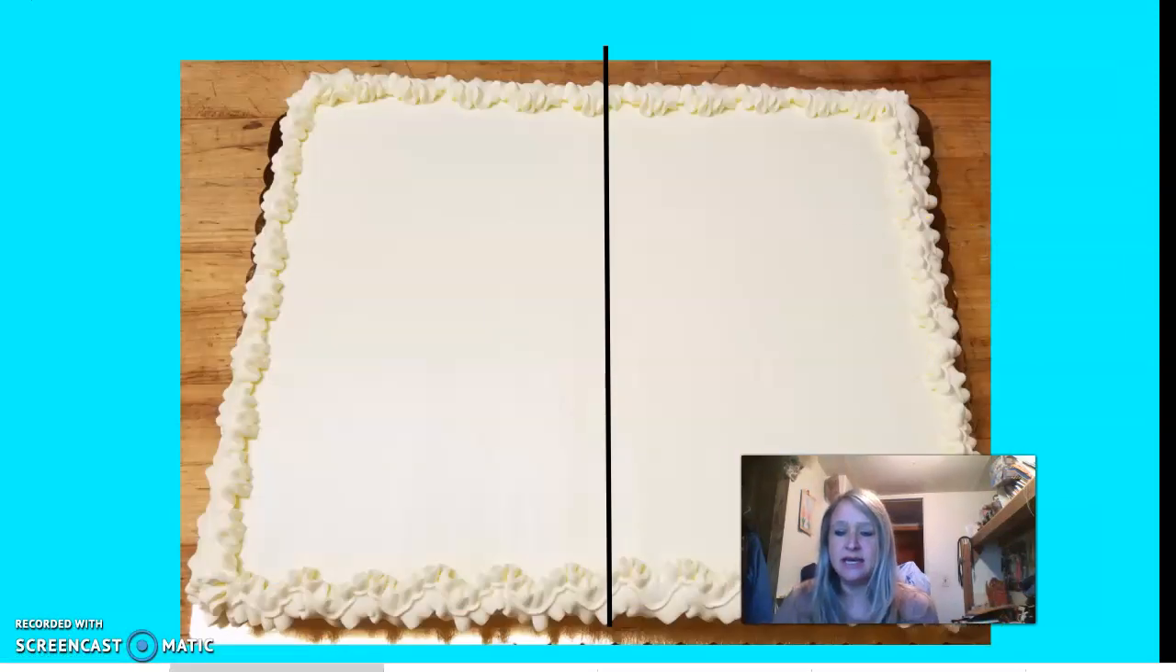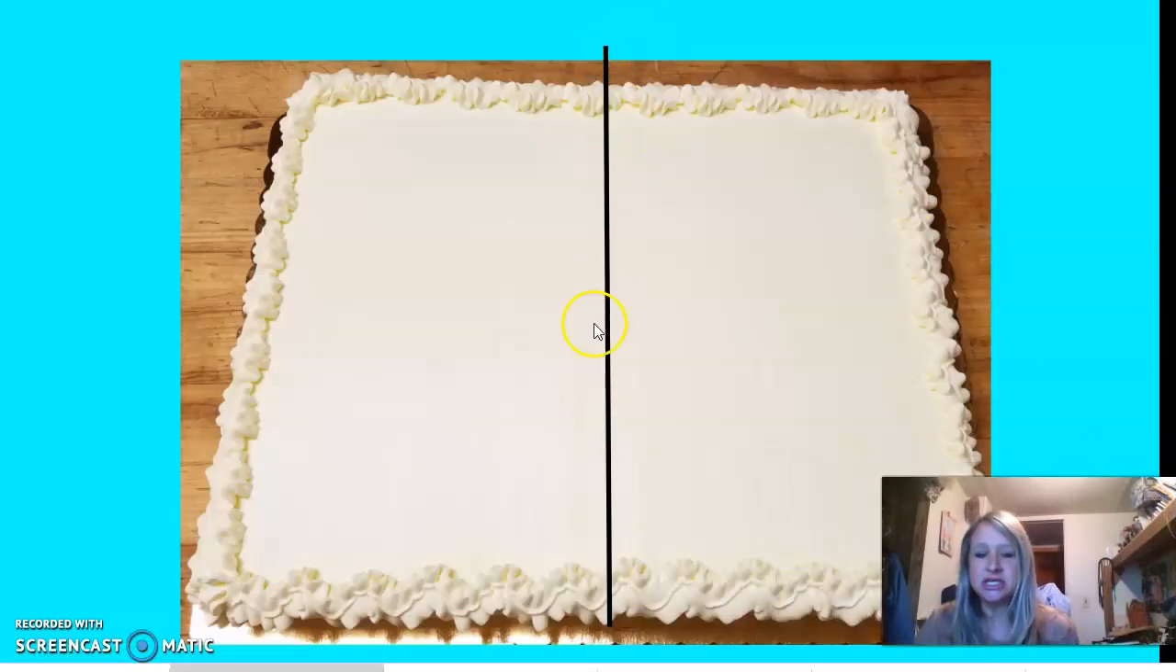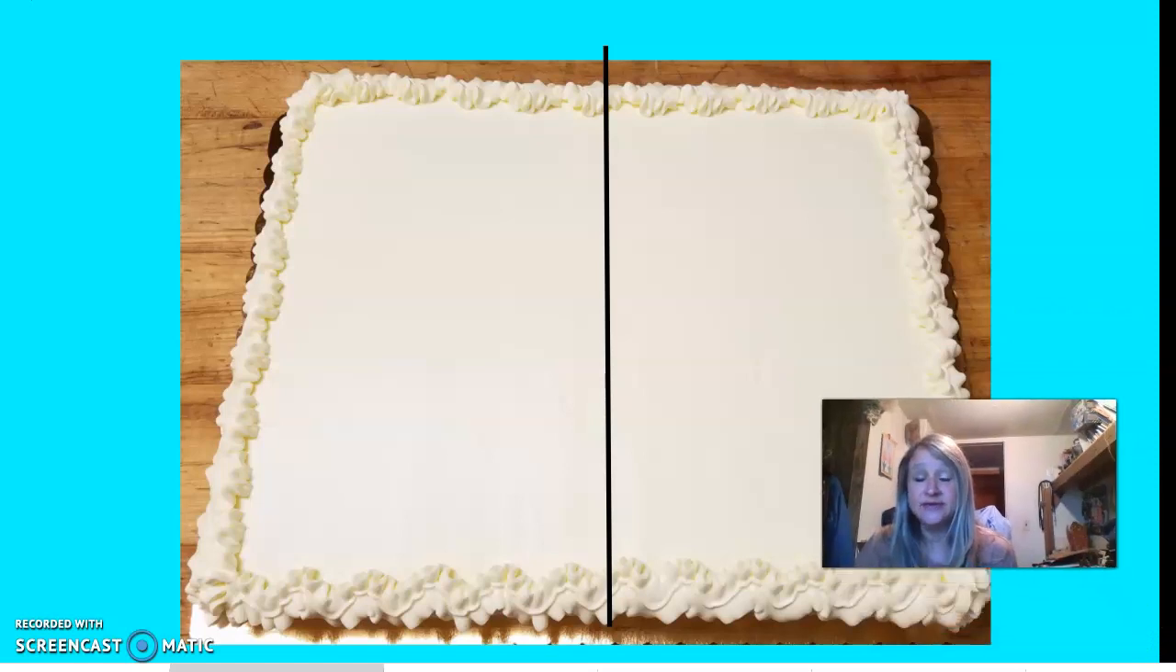So here is the cake. And I partitioned it in half. Half means 2 equal pieces. Is this piece the same size as this piece this time? Yes, it is. So this is halves.